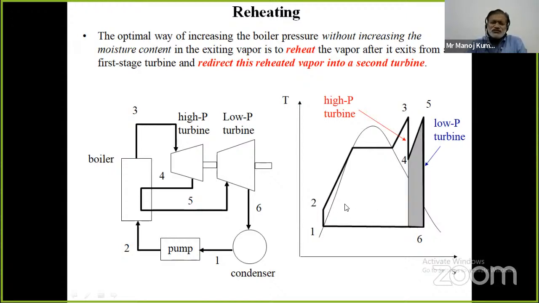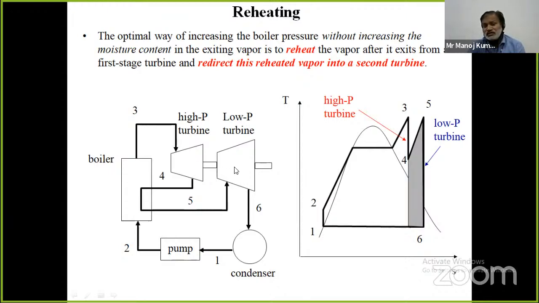So in this case, what will happen? If we increase the boiler pressure beyond the optimum pressure, we cannot operate, so this cycle will not be feasible. But if we use reheat, even this cycle can be realized in actual practice. In this case, we are using more than one turbine.